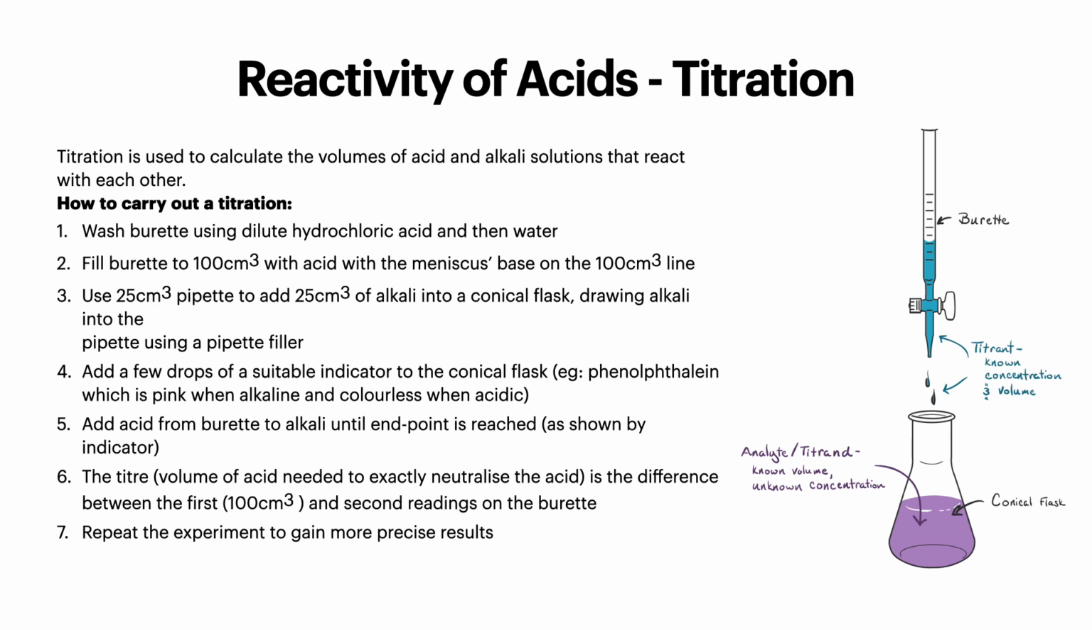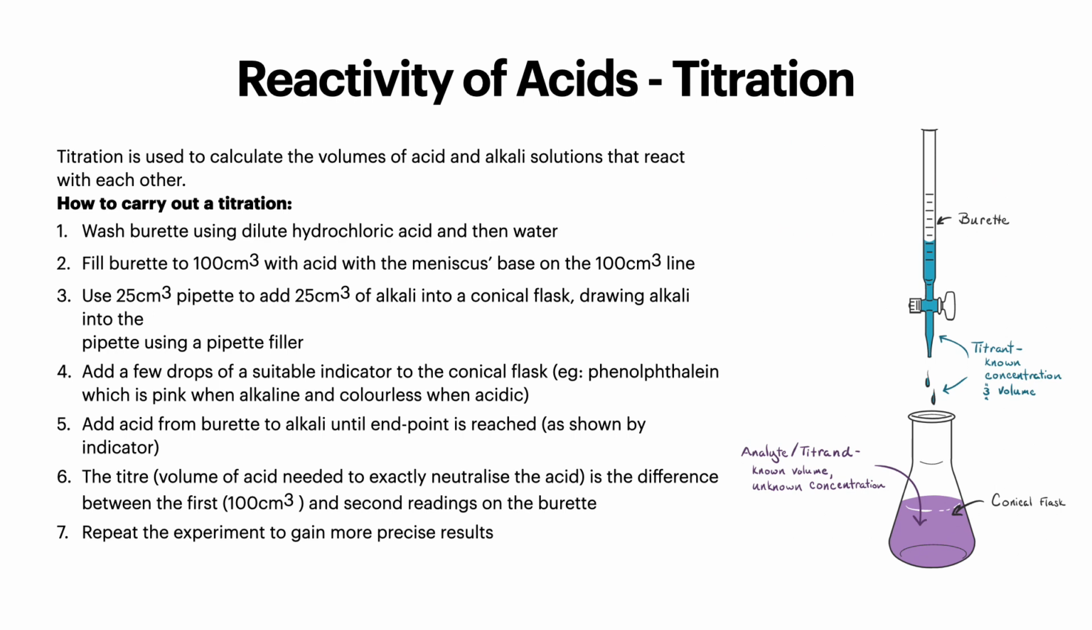And how you're going to carry it out is you're going to wash the burette using dilute hydrochloric acid and then water. Fill the burette to 100 centimetres cubed with acid, with the meniscus base on the 100 centimetre cube line. So the meniscus base is like the little dip in how the solution looks in it. Like you can see in the little drawing how it curves down. You want the base of that on the line. Then use a 25 centimetre cube pipette to add 25 centimetre cube of alkali into a conical flask, drawing alkali into the pipette using a pipette filler.